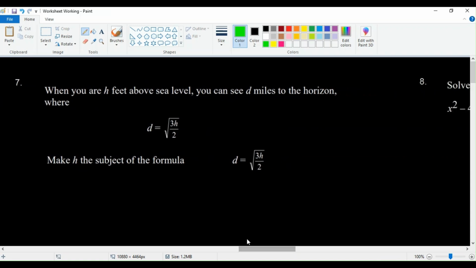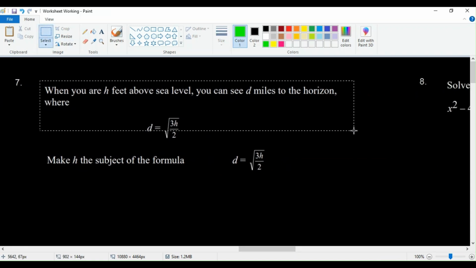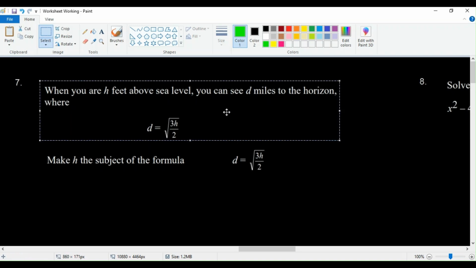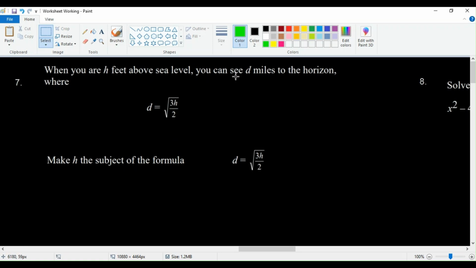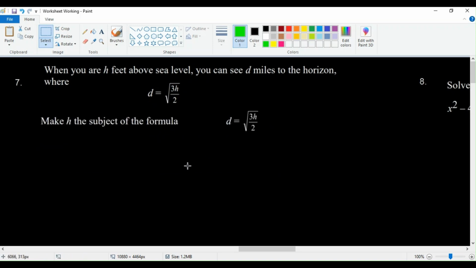Now question number 7 says when you are h feet above the sea level, you can see d miles to the horizon. Now this is the formula, and now make h the subject. Now we are going to make h the subject. The first thing is that to remove this square root sign, we square both sides. I will rewrite the whole thing.